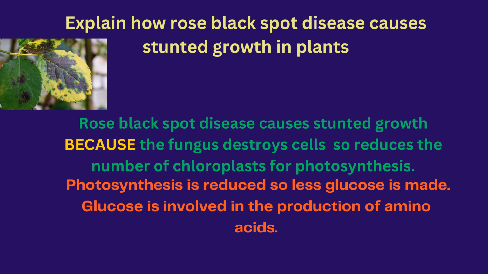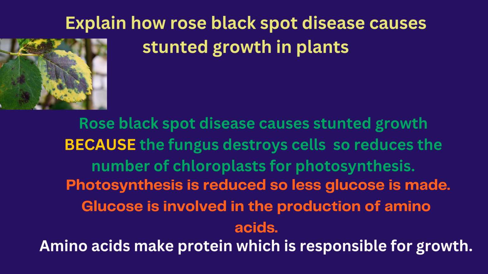Photosynthesis is reduced, so less glucose is made. Glucose is involved in the production of amino acids, and amino acids make protein, which is responsible for growth. So it is a domino effect. Right? So the chloroplasts are destroyed, less photosynthesis is taking place, less glucose is made, and less amino acid is made because glucose helps to make amino acid. And if less amino acids are made, then less protein will be made. And we all know that protein is responsible for growth.